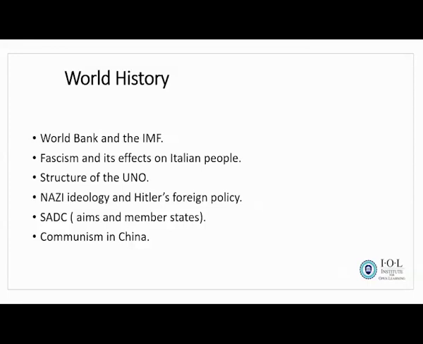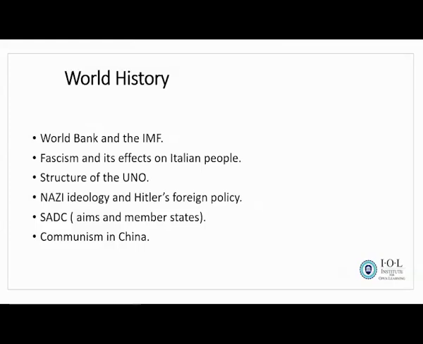In world history, again, you should know the Southern African Development Community, which is in short SADC. What do we need to know about SADC? We should know the aims. Why was SADC established? Why was SADC formed? When was SADC formed or established? Who are the member states of SADC? And what are the responsibilities of those member states of SADC? So that is in short what you are expected to know.